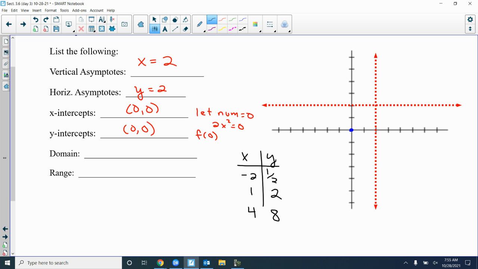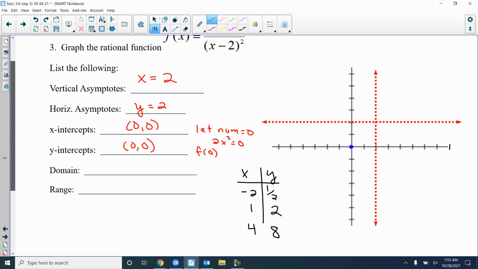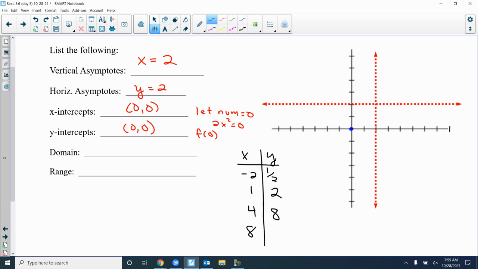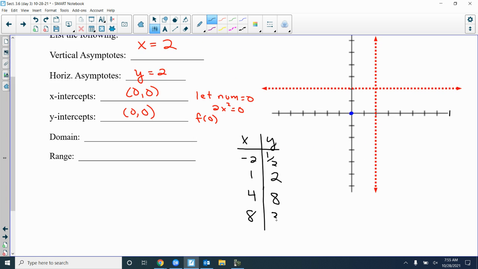All right, let's do something real quick here. 4, 8, 1, 2, 3, 4. That's way up here, which is fine. I'm gonna plug in 8 real quick. I just want to see where that's at. All right. Give me a little bit better idea. So if I plug in 8, 8 squared, 64. I get 128 over 8 minus 2, which is 6 squared, 36. Anybody help me out? 128 divided by 36 is 3.55. All right, so give me a decimal. 3.55.